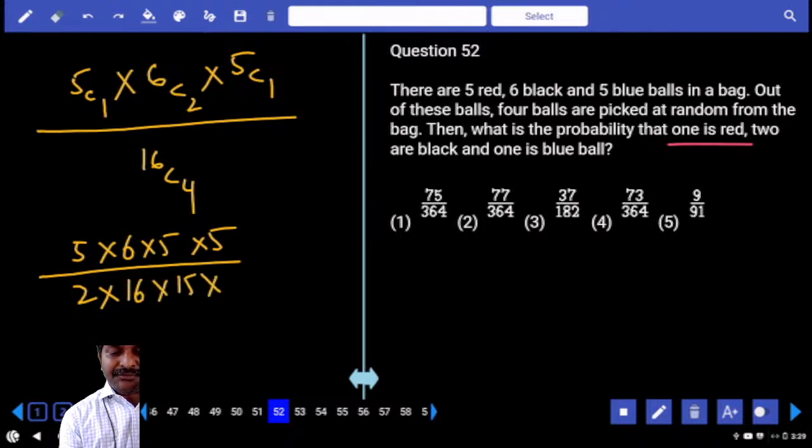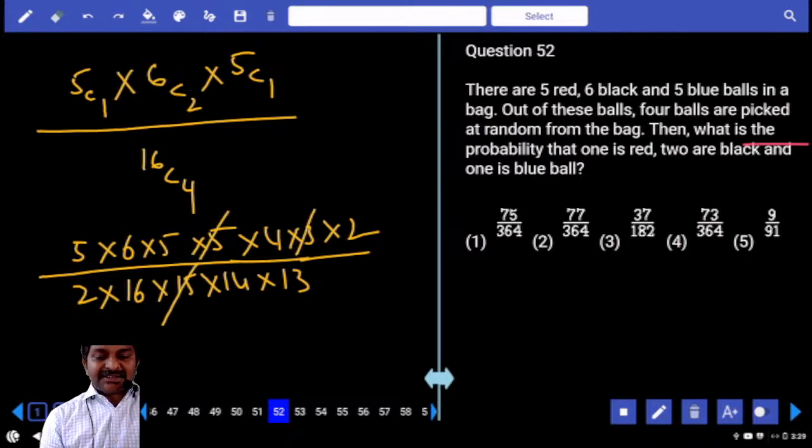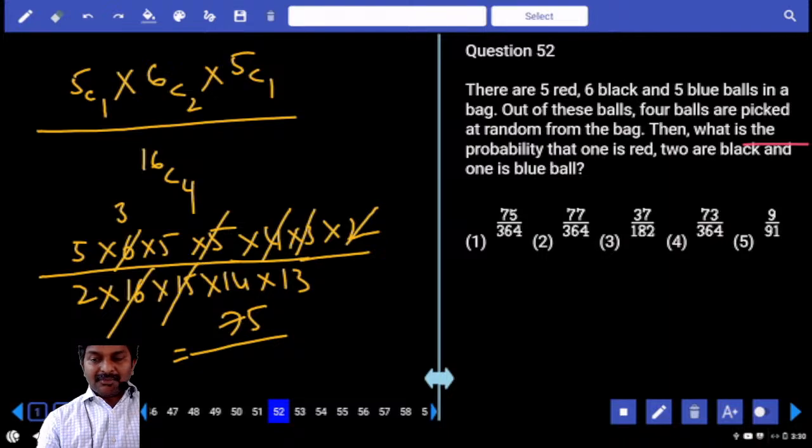16, 15, 14, 13 by 4 into 3 into 2. 5 threes, 15 gets cancelled. 4 into 2, 8. I'll take 2 from here. 8 into 2, 16 gets cancelled. Any more? No. Numerator 75. There is only 1.